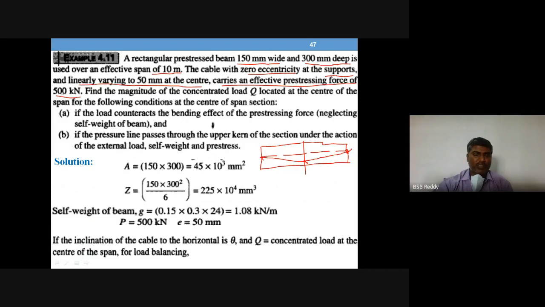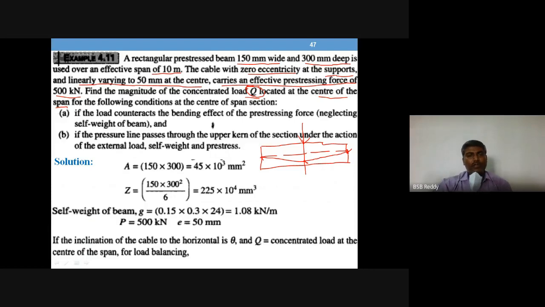And the force P is given as 500 kilonewton. Find the magnitude of the concentrated load Q located at the center of the span. So this is the most suitable cable profile for a point load at the center, right? You know that. So find that value of Q. We have to solve for the Q value for the following cases.